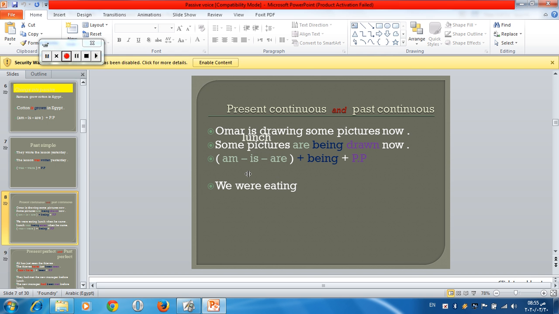Another sentence: we were eating lunch when he came. We were eating lunch when he came. I want you to change it into passive. You have to start with, excellent, lunch, yes, was being eaten when he came. So the same idea. You have to bring was or were plus being plus past participle. This is the past continuous in the passive. Use was.